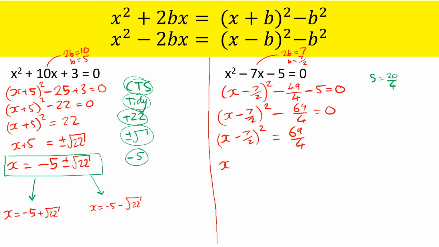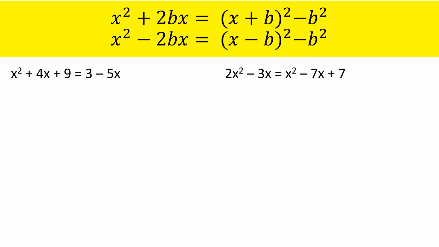Then do the plus or minus square roots. So x minus 7 over 2 is plus or minus the square root of 69 over 4. And then lastly, add our 7 over 2. So we'll end up with 7 over 2 plus or minus the square root of 69 over 4. That's it. That's how we solve with completing the square.